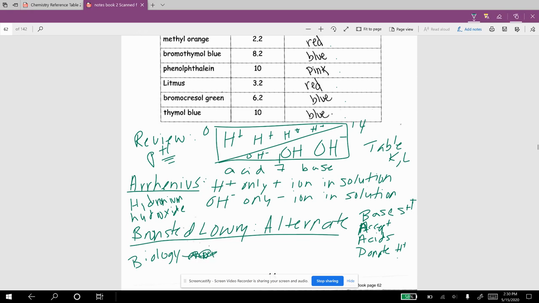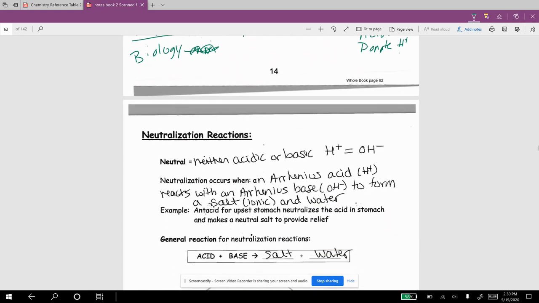I'm just not going to write the word environment. And your body systems, your blood is a Bronsted-Lowry base buffer system. Very important. Your blood is a very narrow range of pH, because if the pH of your blood changes, it's detrimental to your health.